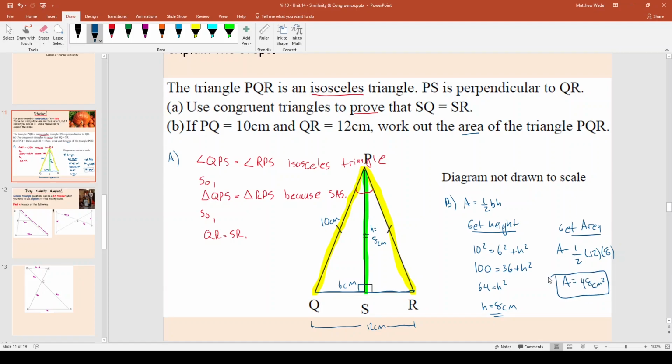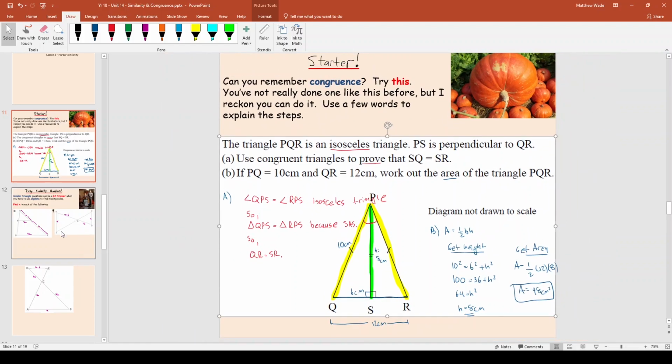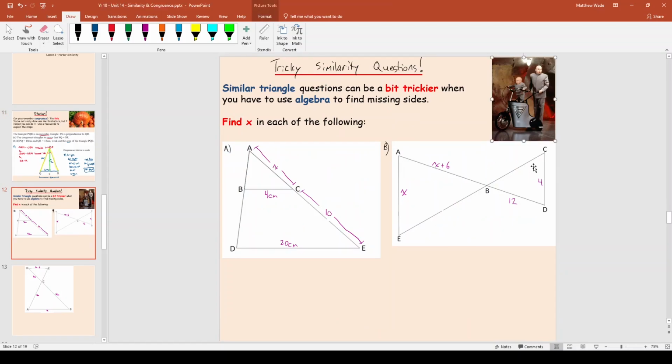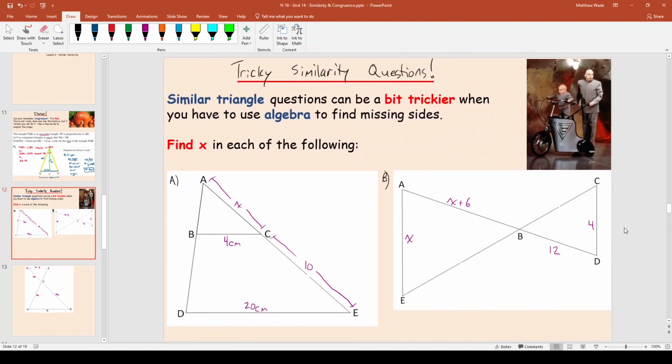So I hope that that's okay, and I hope that you remember congruence. That's just an example of a hard one, but we're going to do a revision lesson with this a bit later on, and make sure you're all pro, even if you weren't sure. Okay, so here we go. Title for today's lesson is Tricky Similarity Questions.